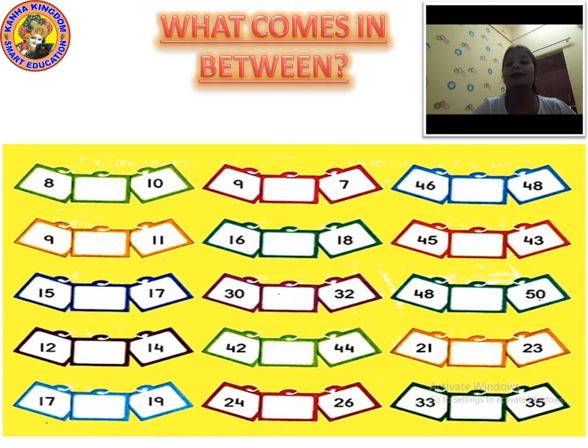Now what comes in between 12 and 14? Okay, in between 12 and 14, 13 comes. We have to write 13 here because after 12, 13 comes, and before 14 also 13 comes. So in between, what we have to write? 13. 13 comes in between 12 and 14.